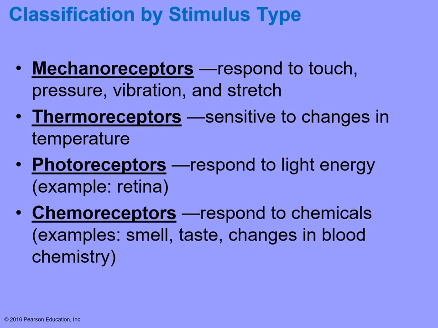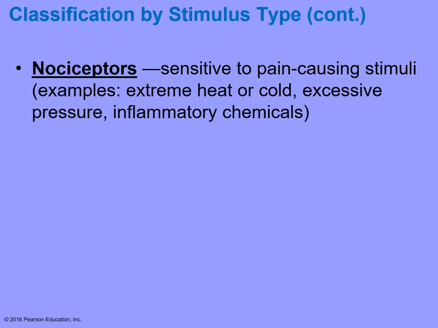If we classify them according to the stimulus, you have mechanoreceptors that respond to touch. Some will respond to pressure, some to stretching, some to vibrations. Thermoreceptors are sensitive to changes in temperature. You have hot thermoreceptors and cold thermoreceptors. Photoreceptors respond to light, such as what happens in the retina in your eye. Chemoreceptors are going to respond to chemicals, such as smell or taste. Nociceptors are sensitive to pain. So if there's excessive pressure, extreme hot or extreme cold, or chemicals that cause inflammation.